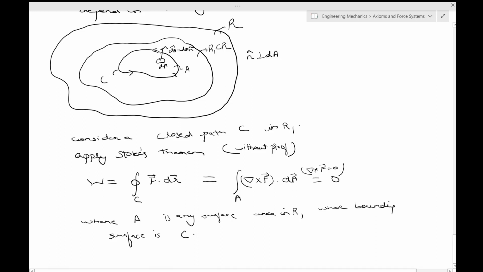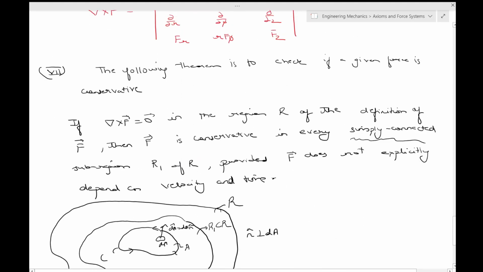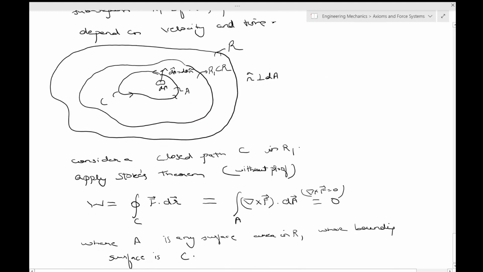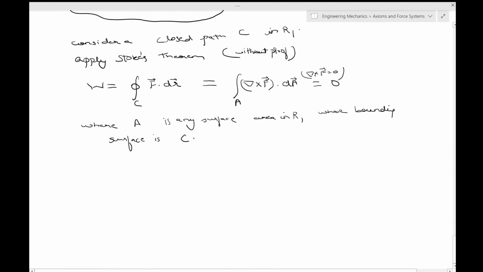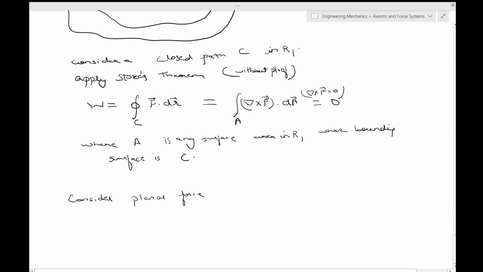So one way or the other you can look at it. Now let's come to the simply connected part. That's what somewhat worries us. This is a new word over here. If this is equal to 0 in the region R of the definition, then F is conservative in every simply connected region R1 of R, provided F does not explicitly depend on velocity and time. So let's take up, say, a planar force, and the work will also be 0. So you can see it either way, either from the work or from the curl, both of them.